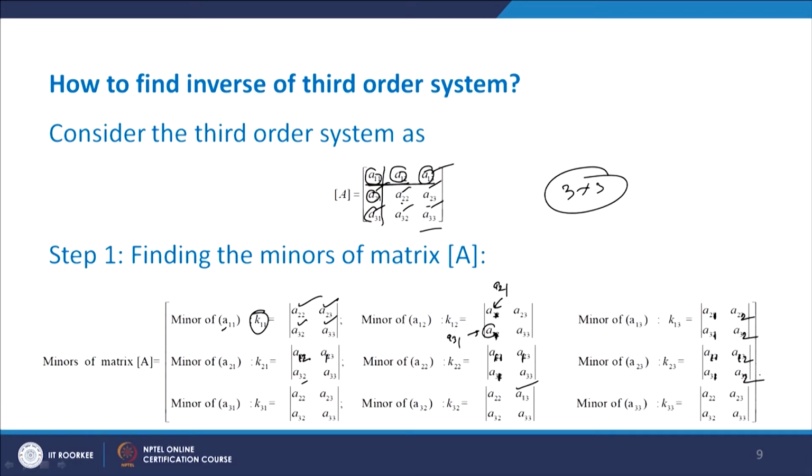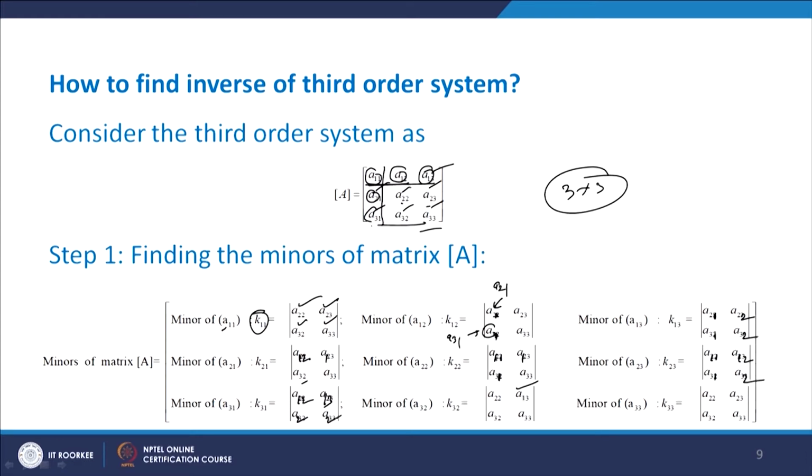Now, next we have to take the principal minor of the remaining element, that is particularly A31. A31 means we have to remove this row and this column. So, what elements will we get? We will get the elements A12, A13, then we will get the elements A22 and here A23. Then the principal minor of A32.